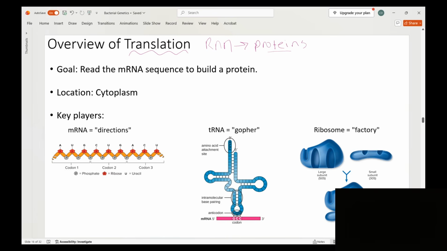And here we have 3 key players, but there's kind of like a hidden 4th key player in there. So remember, this is where all that RNA that we made during transcription is going to come into play. So our first key player is the mRNA. So remember, M stands for messenger.